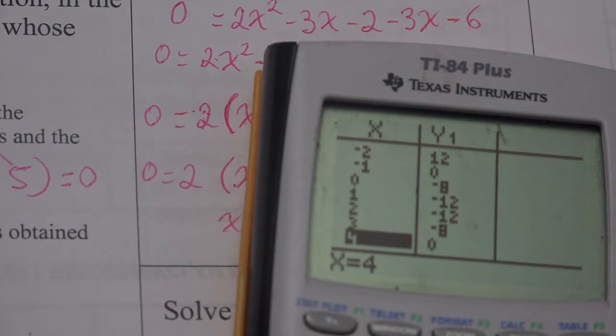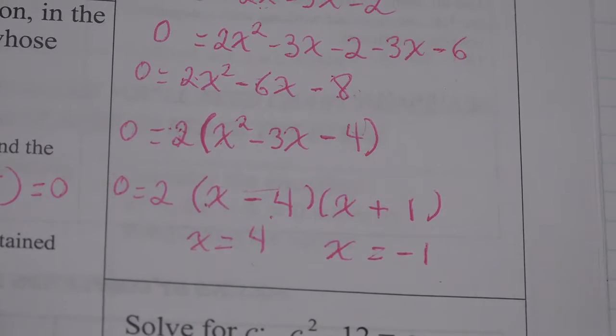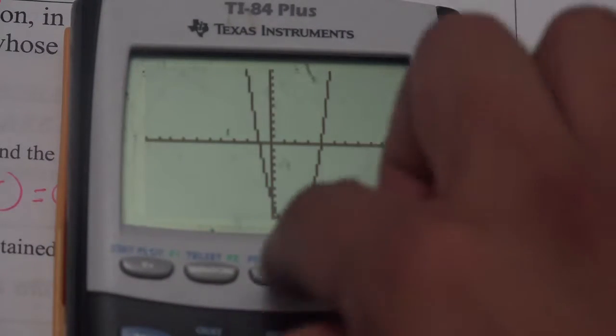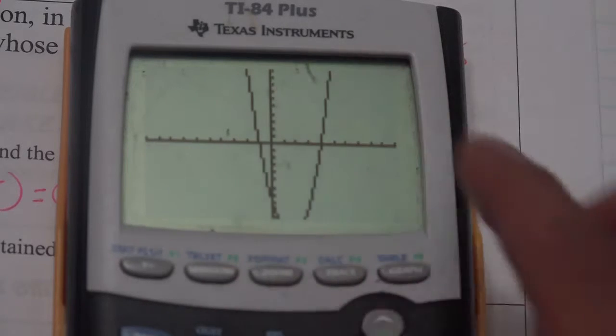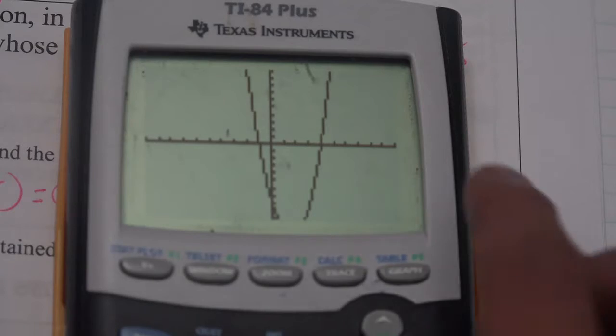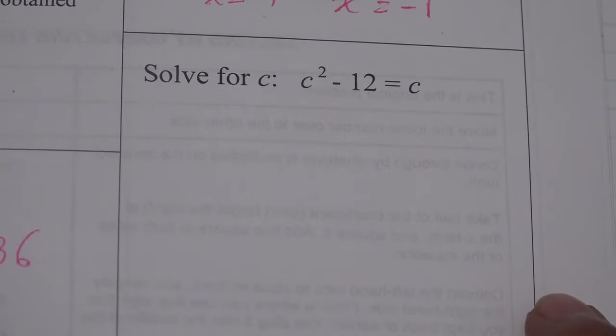So now, I just showed you how to do it on the calculator. Now look at the graph. The graph is actually a parabola. It's a U. You already had one of these problems in one of the quizzes, how to graph parabolas. But don't worry, we're going to go over it later on.